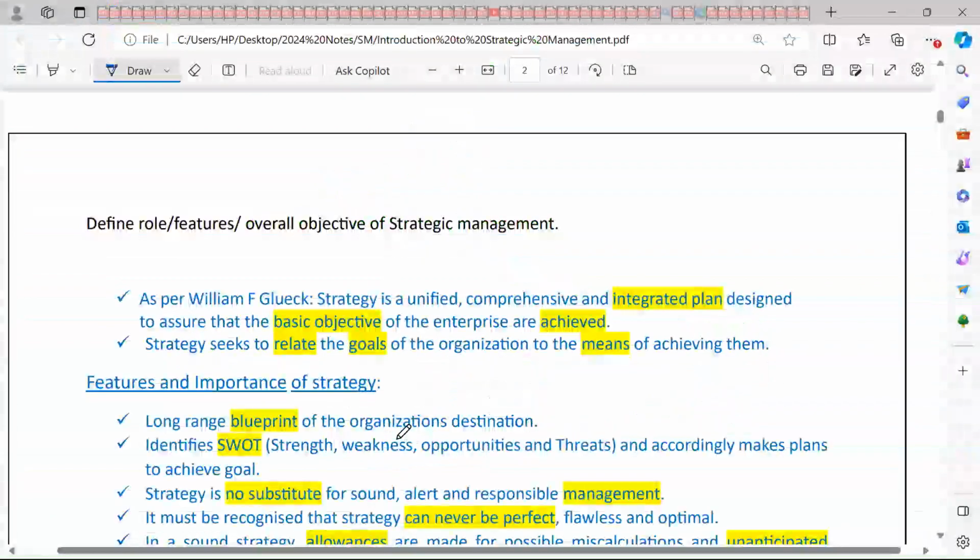Now we will read from our notes and I hope you will be able to recall. As per William F. Glueck, a strategy is a unified, comprehensive and integrated plan. What type of plan? Such a plan which is designed to assure that the basic objective is achieved. Are you guys clear?